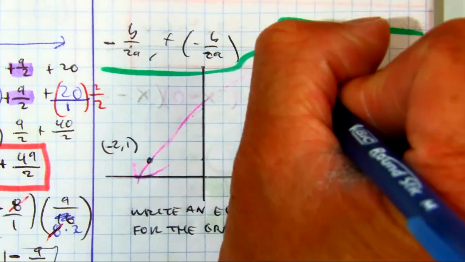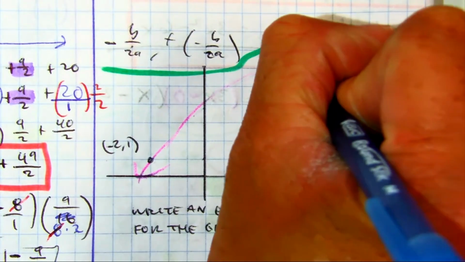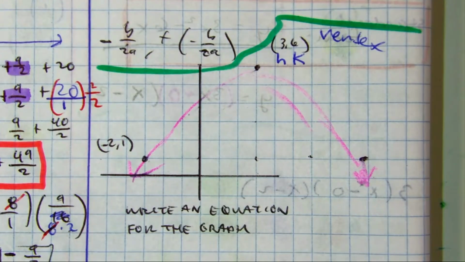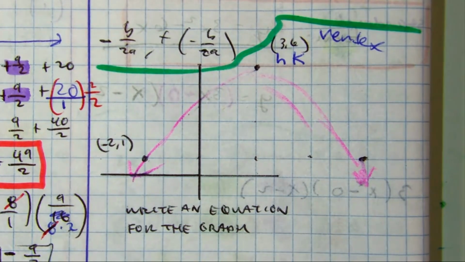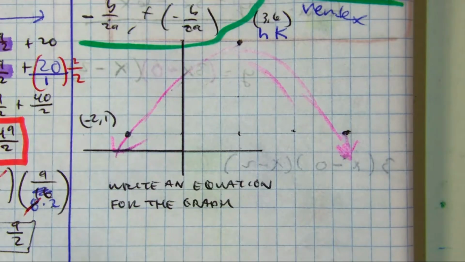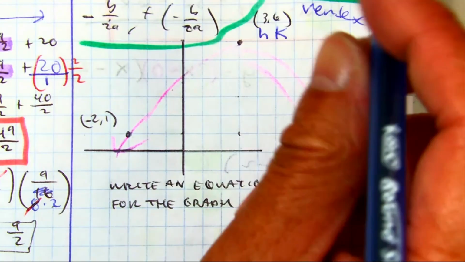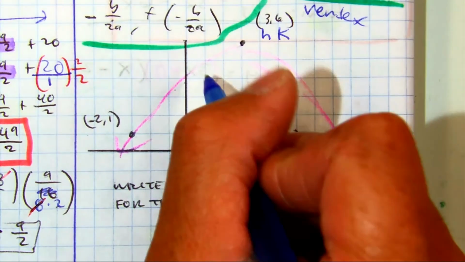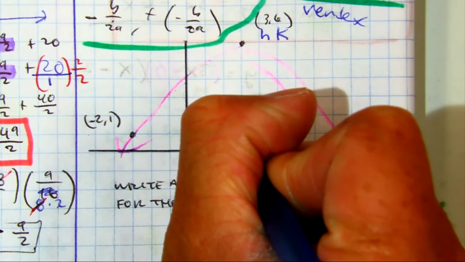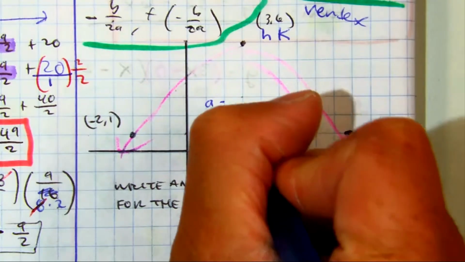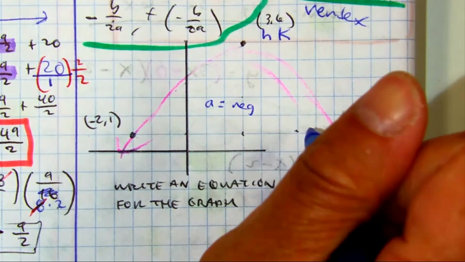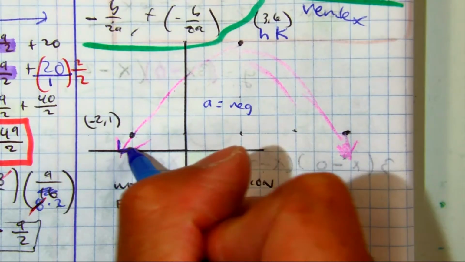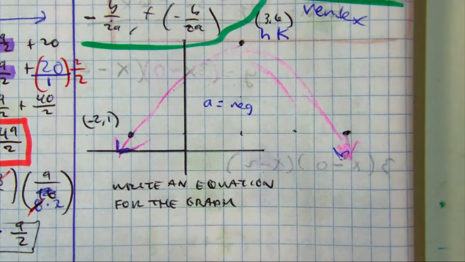Let's write that. H, K. What else you got in that graph? Okay, what about the concavity? What letter is that? Is it going to be positive or negative? So the leading coefficient is going to be negative. You're having a bad day, right? Frowning. Okay? What else?